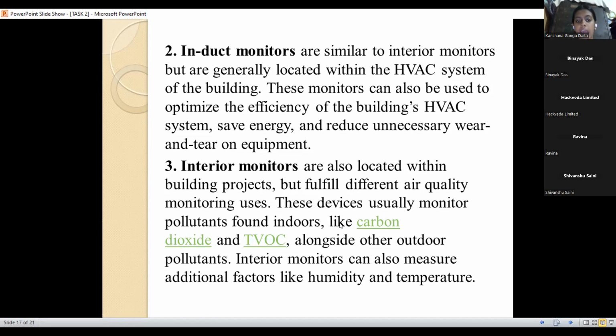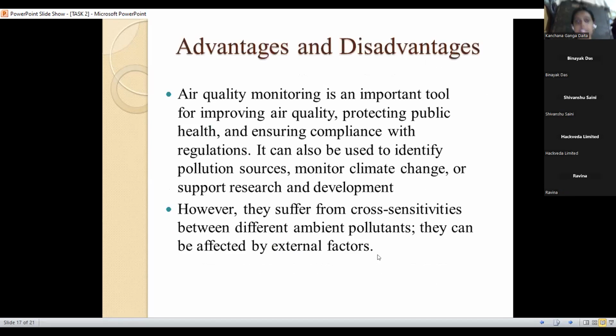We can use them. And next, it can also measure additional factors like humidity, temperature, etc. So coming to the advantages and disadvantages, air quality monitoring is an important tool for providing results for the persons who are living in their premises, or if they are using any machinery in industries, offices, buildings, etc. Is it okay to maintain such conditions of air, gases or particulate matter in that area? Is it safe for people who live nearby?